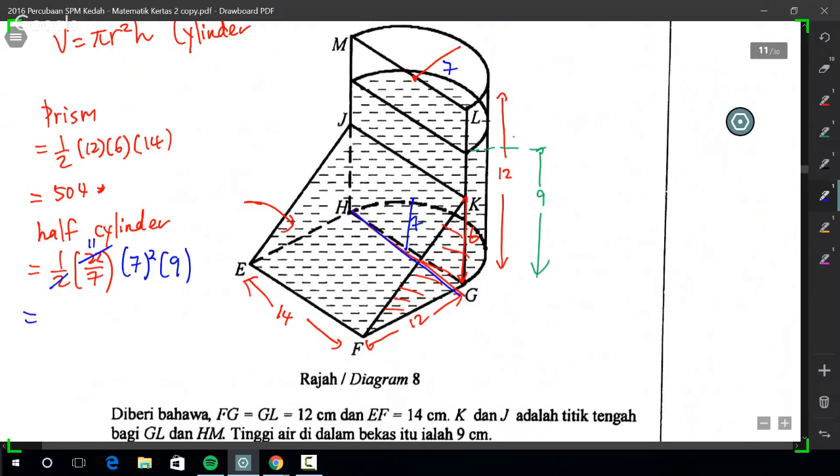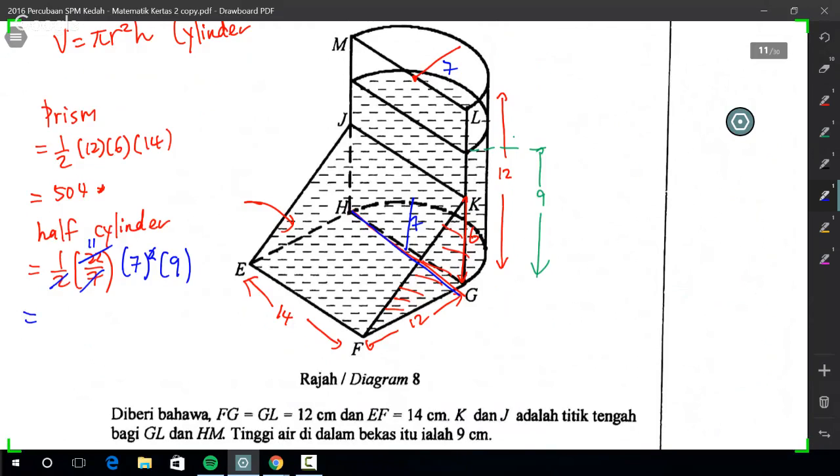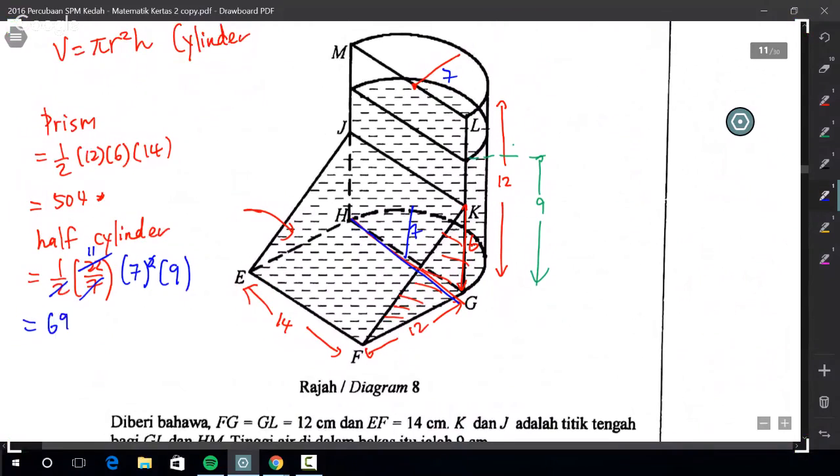This one I get 11. This one I get 7. So basically it's 63 multiplied by 11. The volume will be 693. So for the total, you just sum them together: 504 plus 693 equals 1197.